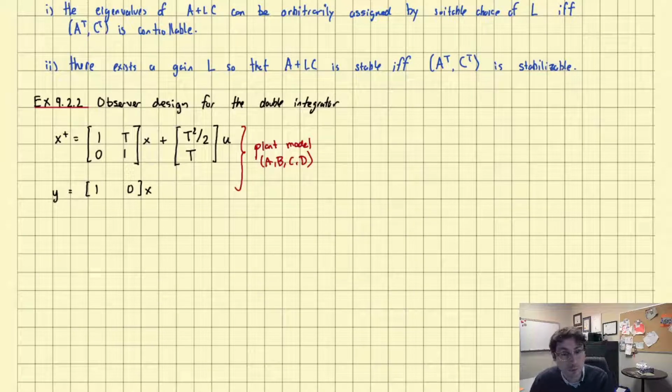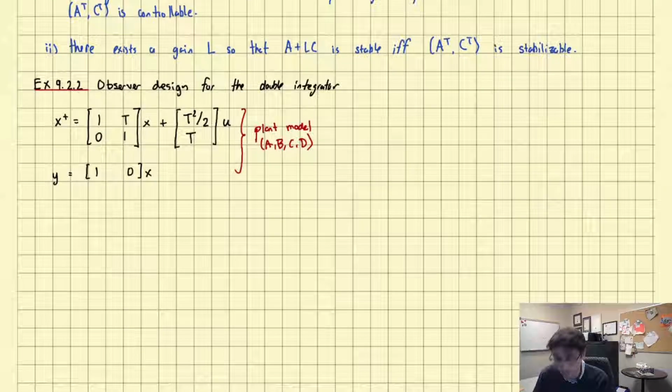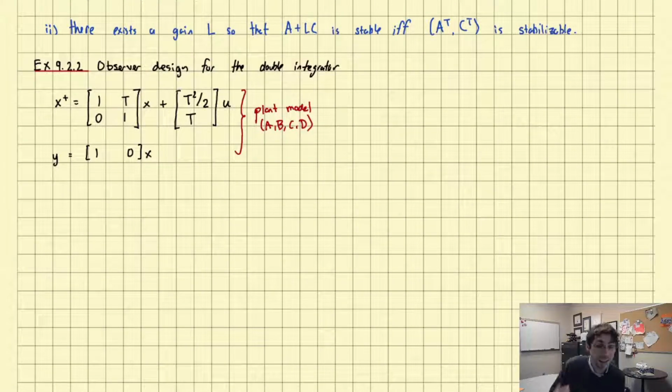Right, that's where we're getting A, B, C, D from. Okay, so we seek a gain. When we talk about observer design, what are we saying? We want to design a gain L so that A plus LC is stable.